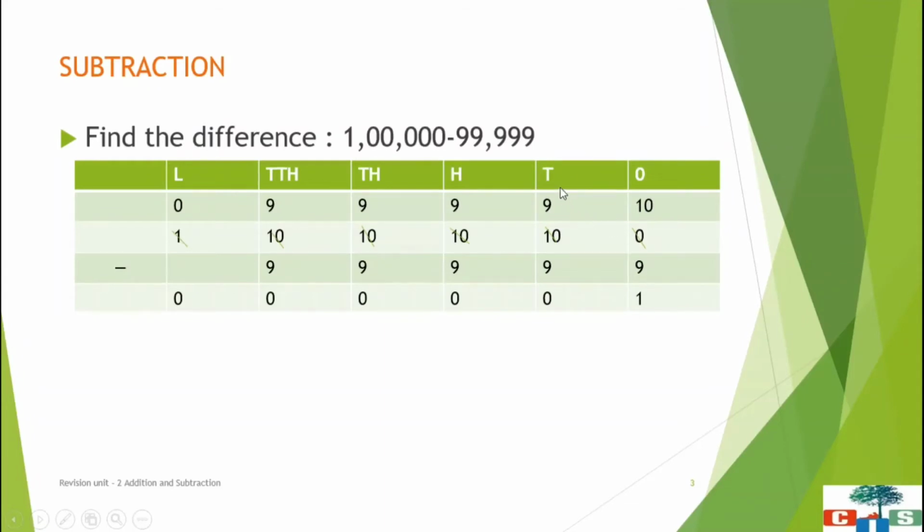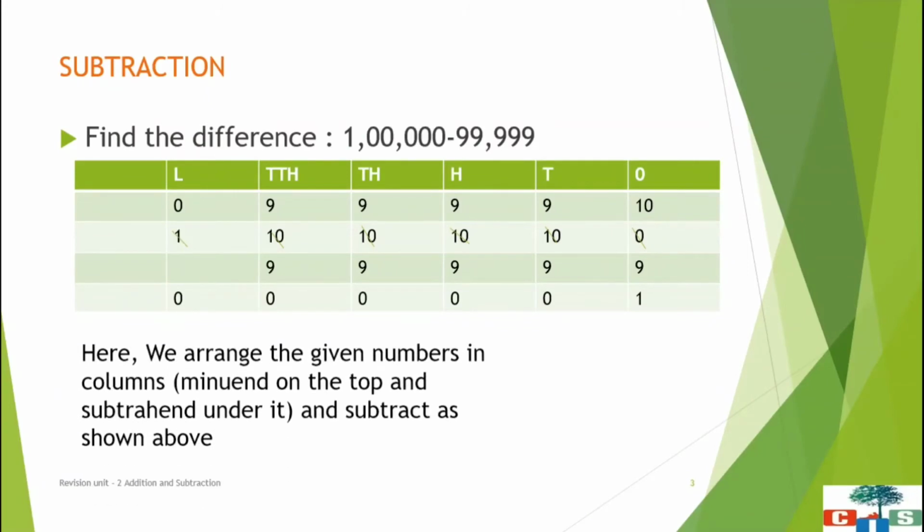Next we'll go to the tens place. 9 minus 9 is 0, subtracting a number from itself. Again 9 minus 9 is 0. 9 minus 9 is 0. 9 minus 9 is 0, and here 0 is 0. So the difference is 1.